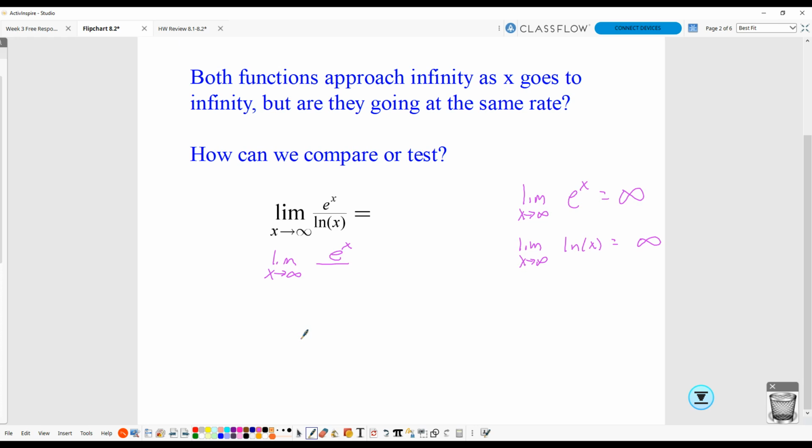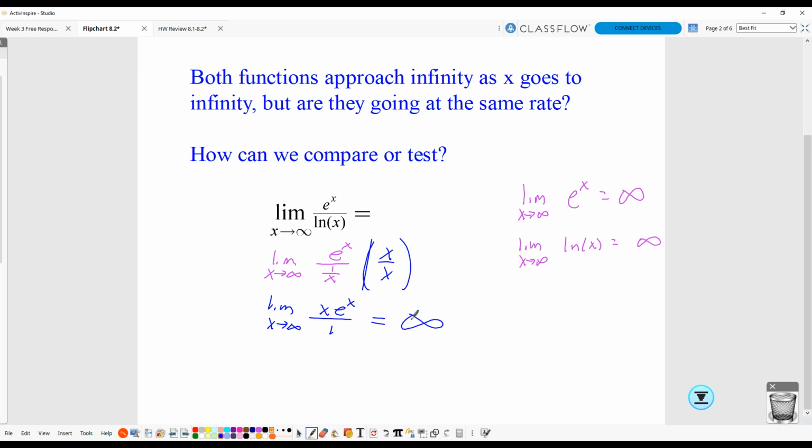Hunter, what is the derivative of the denominator? 1 over x. And I don't like fractions like this, so I'm going to multiply by x over x. Then Charlotte, I get x e to the x over 1. Where does that go as x goes to infinity? Infinity.